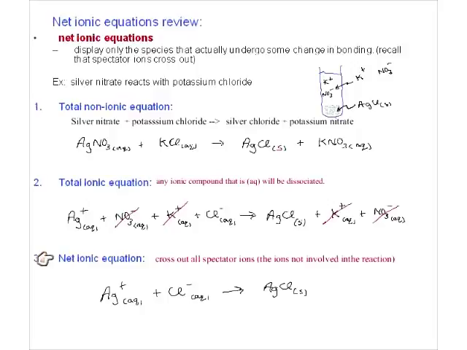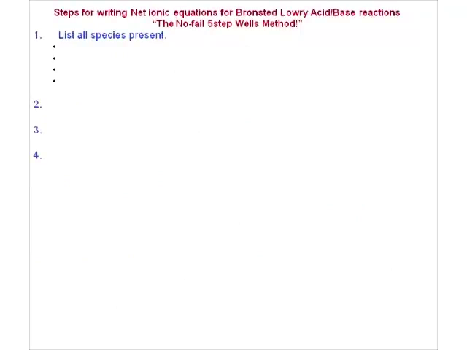We want to relate this now to acid-base reactions. And there's a 5-step method for writing Bronsted-Lowry equations. And I'm going to call it the no-fail-Wells method. You can call it whatever you want to call it. But it's simply a 5-step algorithm or a method that we're going to use to try and write these net ionic equations for acid-base reactions.